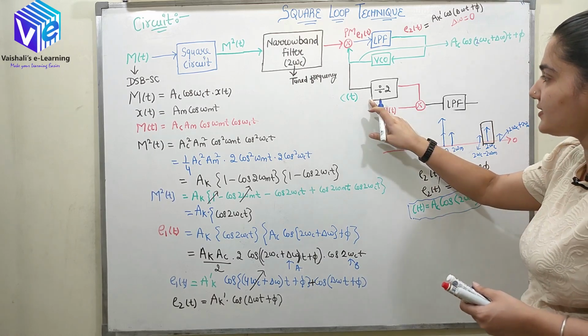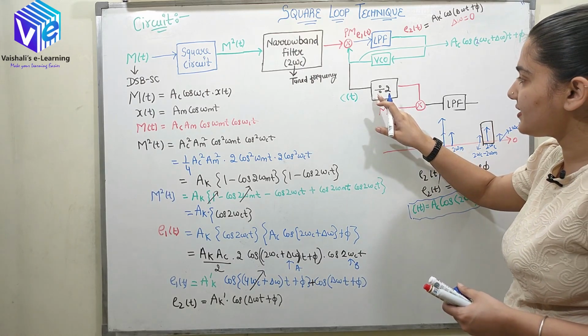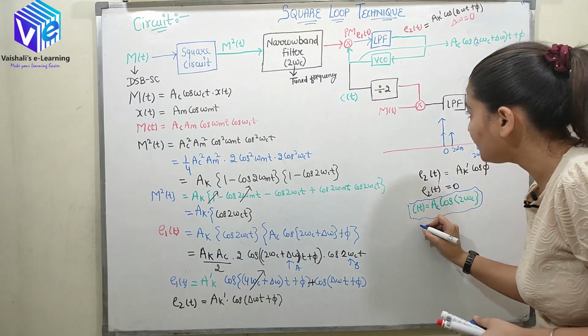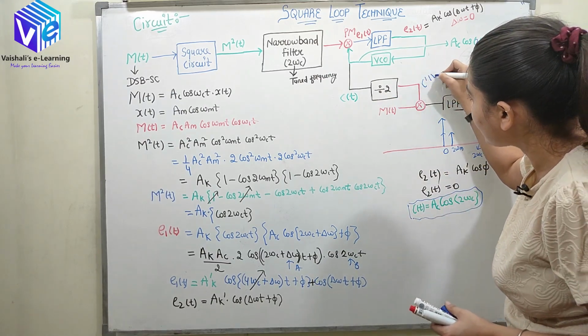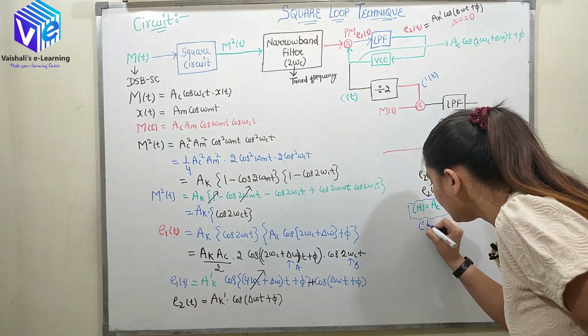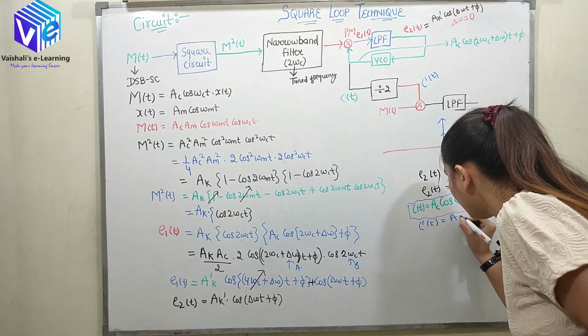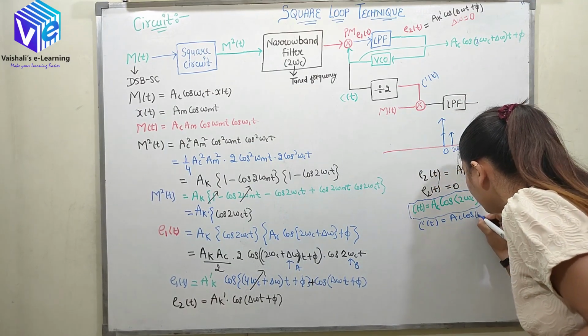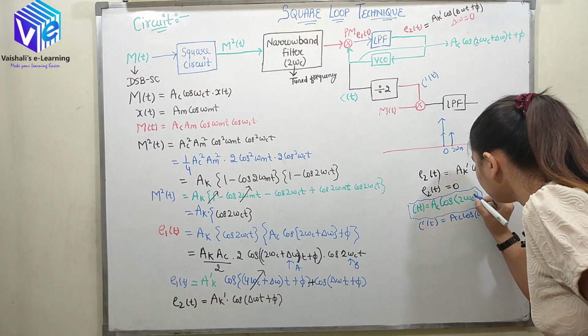So now I can pass it through the frequency divider circuit. I can divide the frequency by 2. So here I'll get C dash t, and C dash t is AC cos omega c t.